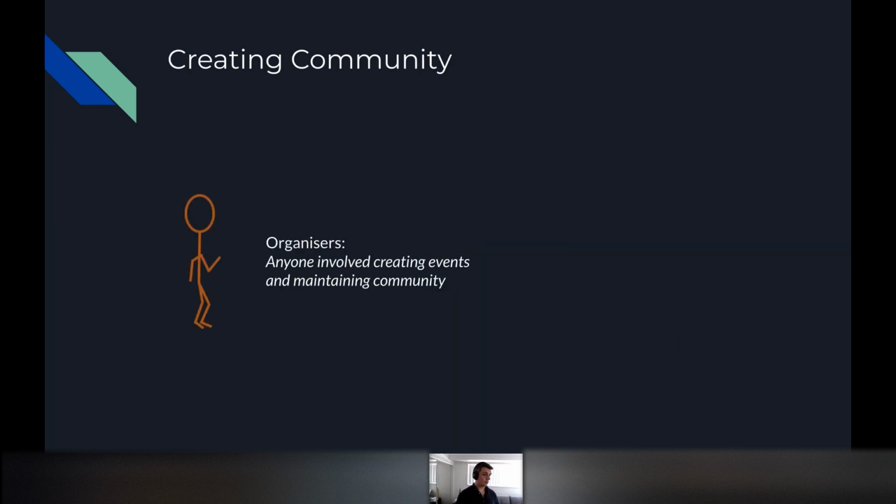Organisers, anyone that's involved in creating or maintaining the community. It's important to make sure that your community has clear guidelines of what is a code of conduct, what is acceptable behaviour, and what behaviours do not belong in certain communities. And it's like, you do not belong. So it's up to the organisers to make sure that that safety is provided.